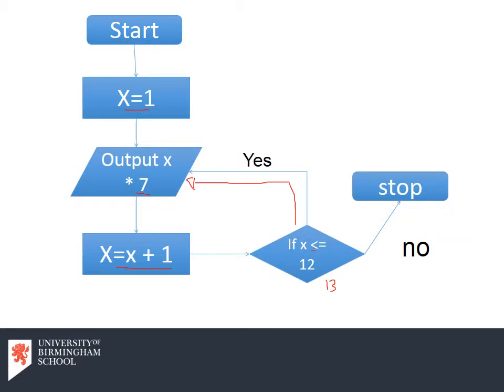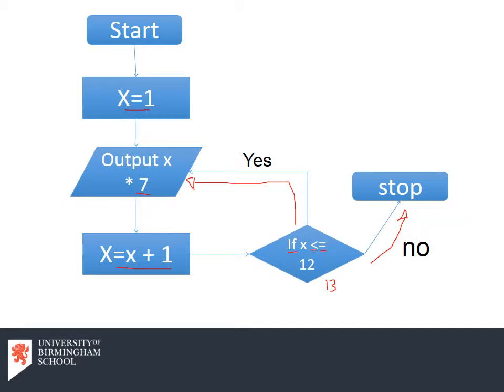Now, as soon as x is 13, it's no longer less than 12, and it's not equal to 12 either. So then it will follow the no and end the program. So it's going to repeat this a number of times until this condition is met. So notice that it ends on an if statement in flowcharts. When we draw loops in flowcharts, we'll always have that if statement.